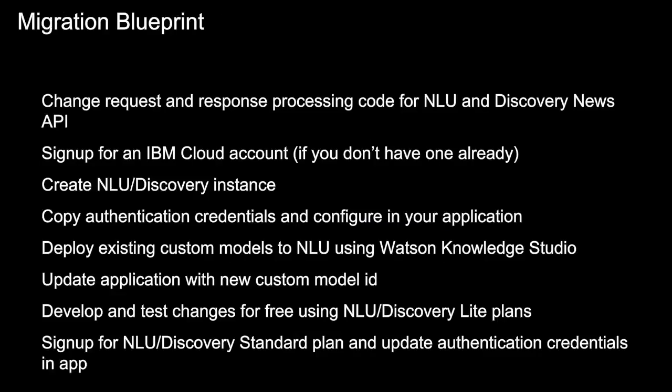So here's the high-level blueprint for how you can migrate. The first thing you would want to obviously do is change your request submission and response processing code as per the NLU and Discovery API. You will need to sign up for an IBM Cloud account if you don't already have one. You would then create the NLU or Discovery instances. Again, there's a lot of documentation on the IBM Cloud page itself to guide you through the process. Once you create the instances, you can get the authentication credentials and configure within your app.